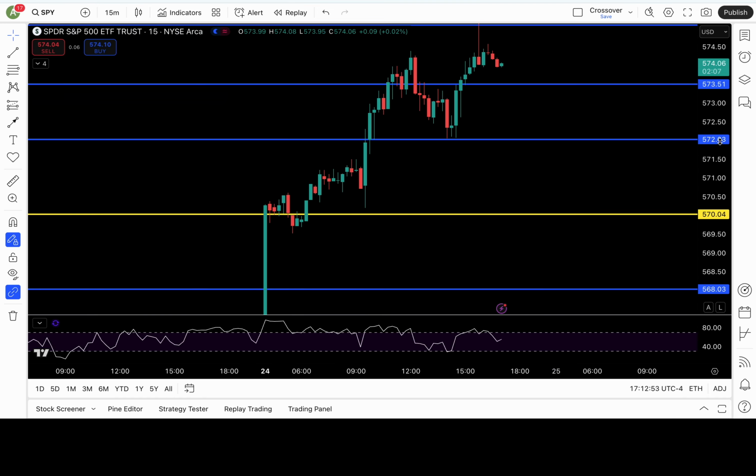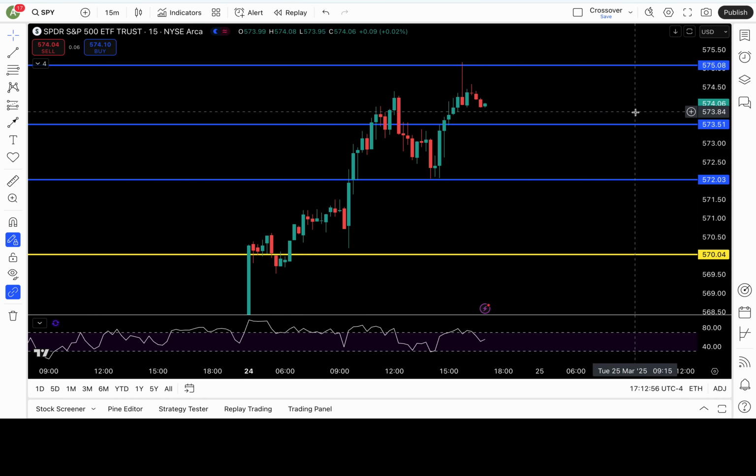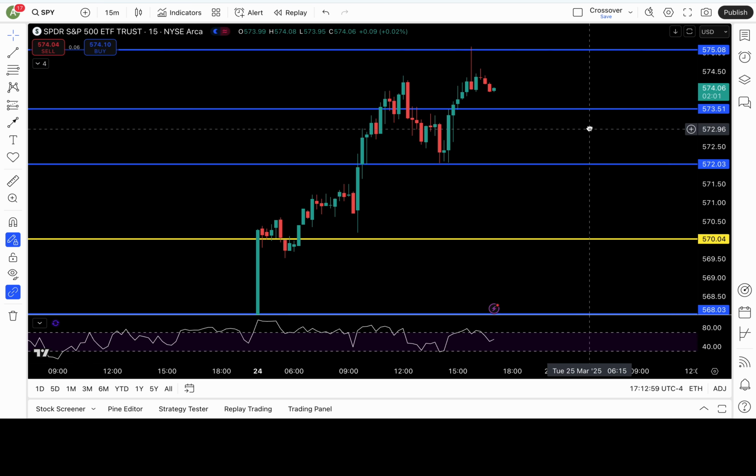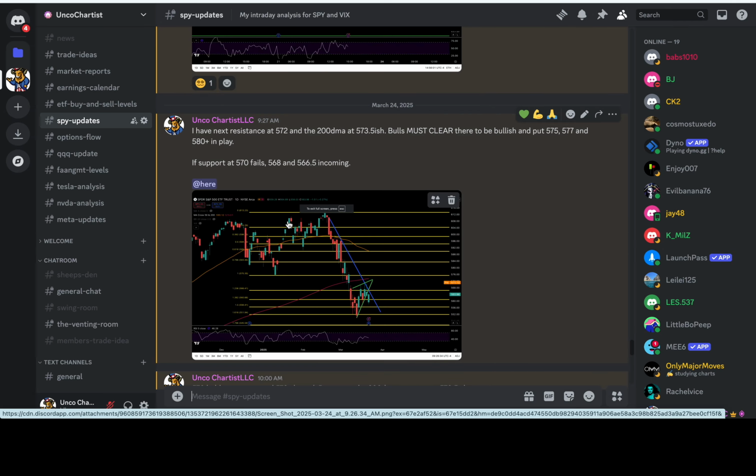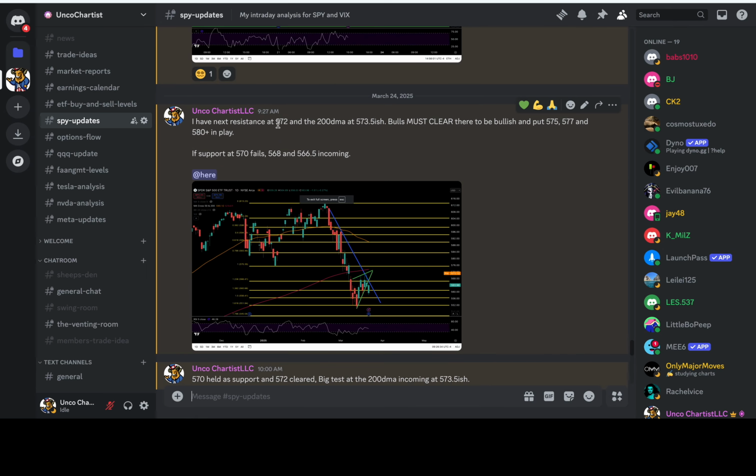How did we trade today though? Volatility was a bit low. We've been spoiled these last few weeks, but volatility is, I guess, going back to normal. And I wrote in my Discord in the first post for SPY, I have next resistance at 572 and the 200 DMA around 573.45ish. Bulls must clear there to be bullish and put 575, 577, and 580 plus in play. We were able to hit 575. Volatility was low. And I wrote for the bear case scenario, if support at 570 fails, 568 and 566.5 incoming.